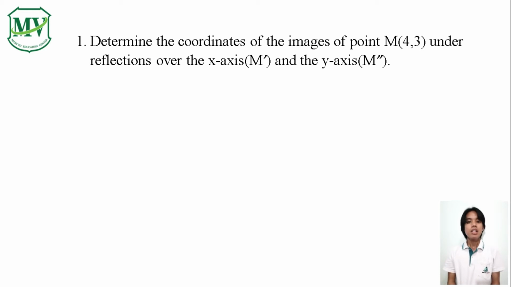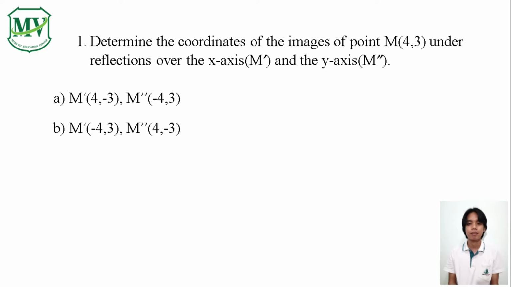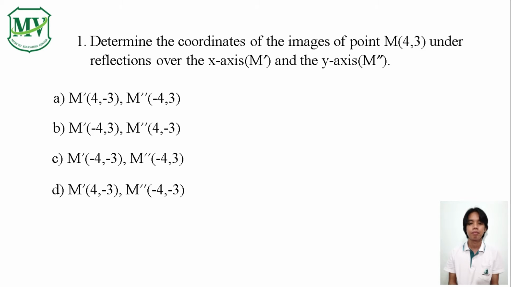Number 1. Determine the coordinates of the images of point M with coordinates (4, 3) and the reflections over the x-axis and the y-axis. You have 4 choices. So which of these choices is the right answer?